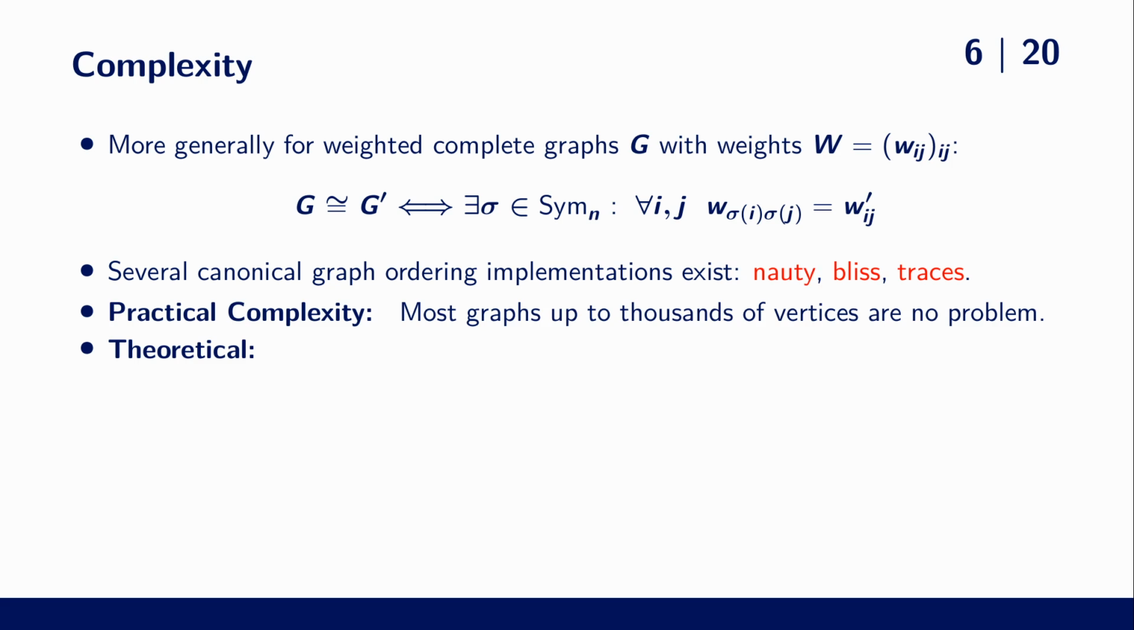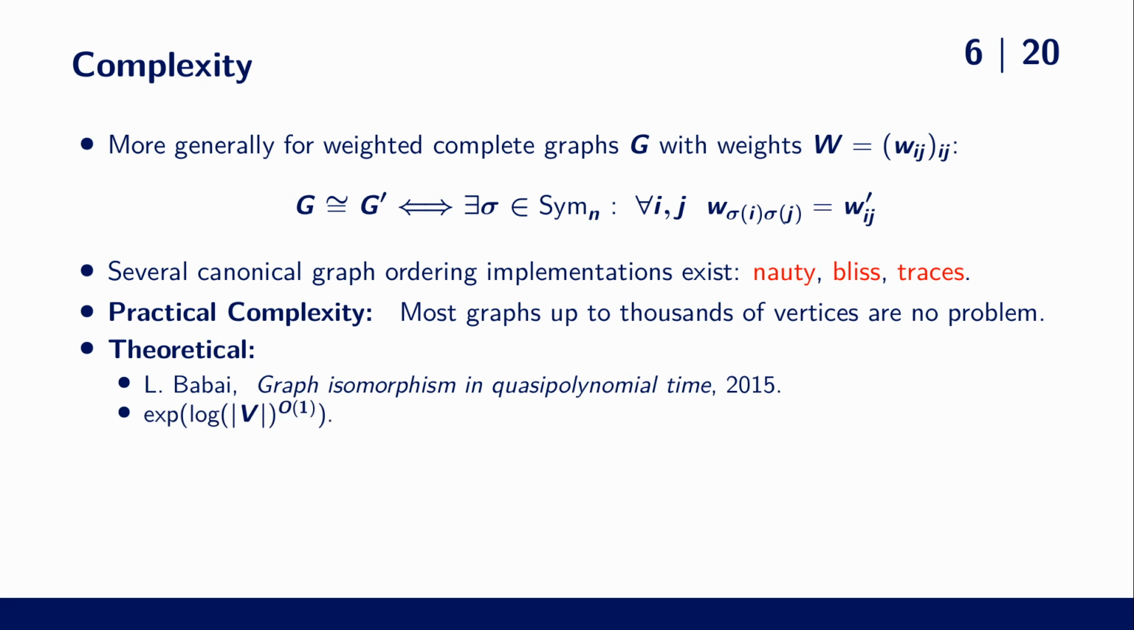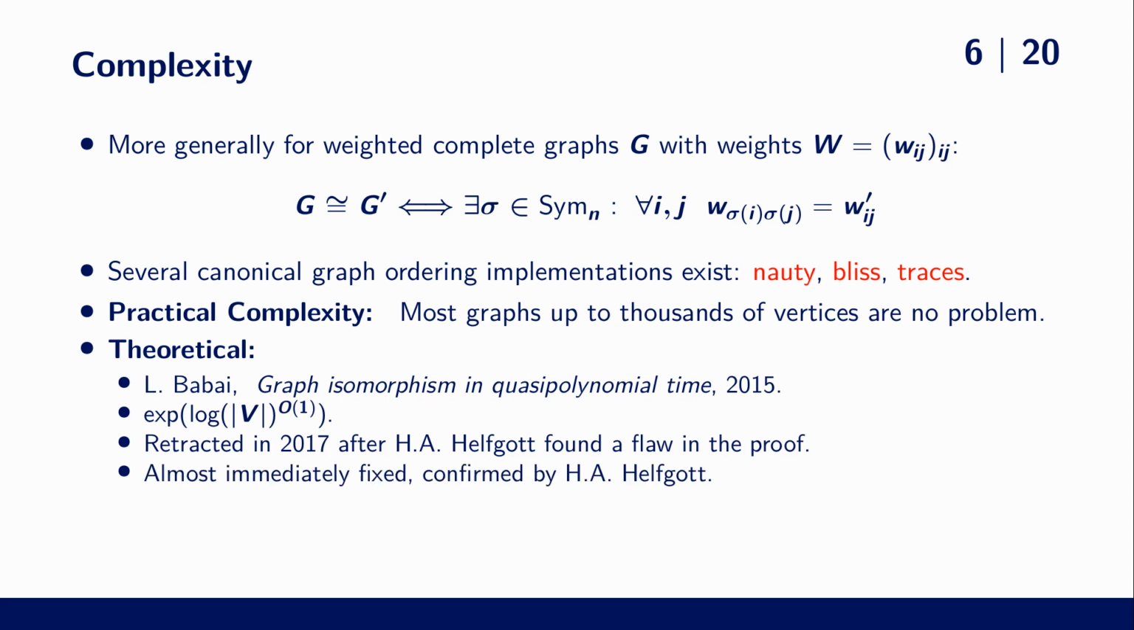The theoretical complexity is a bit more difficult. Only in 2015, Babai posted a paper on arXiv that showed that graph isomorphism can be solved in quasi-polynomial time. And this was accepted in 2016. However, in 2017, this was retracted after Helfgott found a flaw in the proof. And luckily, this was almost immediately fixed, and this was confirmed by Helfgott in an extended exposé.